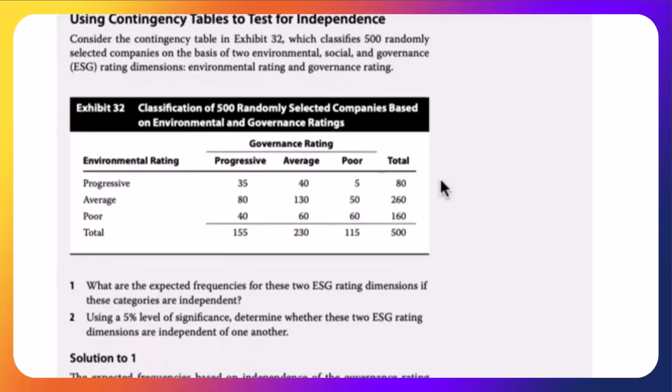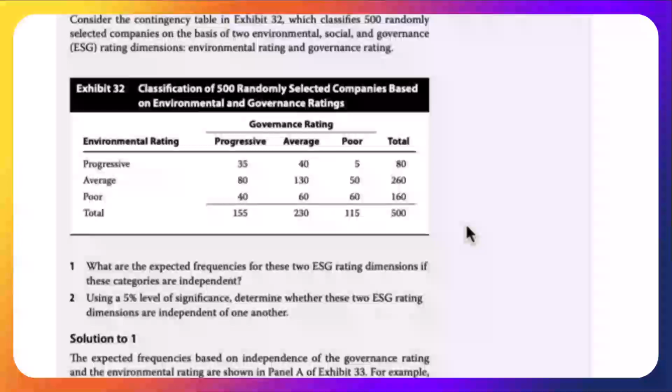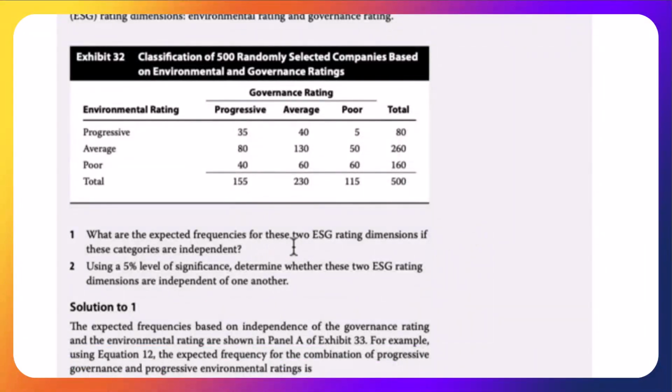So when we look at the table, it looks fairly even across all the cells, except our eyes are drawn to the 130 over here and the 5 over here. It seems like something is there. Looks like there's some kind of dependency there, while the others seem fairly evenly distributed. However, eyeballing this is not going to give us an answer. What are the expected frequencies for these two ESG rating dimensions if these categories are independent?